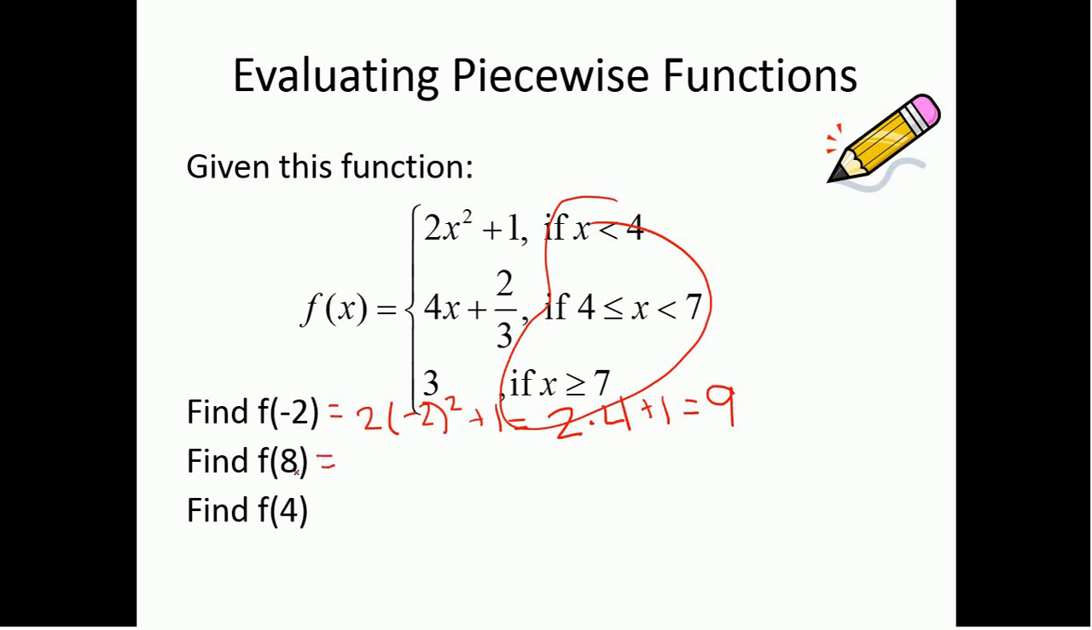What about 8? 8 is not less than 4, so it doesn't go in there. 8's not between 4 and 7, but 8 is greater than 7. And my function's just 3. My answer must be 3. Just because I don't have an x, can't plug in the 8, so my answer's just 3. What about 4? Well, this is only when it's less than 4, so I can't use that. But this looks like it's when it's equal to 4. So it looks like we're going to plug into this. So 4 times 4 plus 2/3, and I'm going to be lazy. I'm going to leave that as 16 and 2/3.